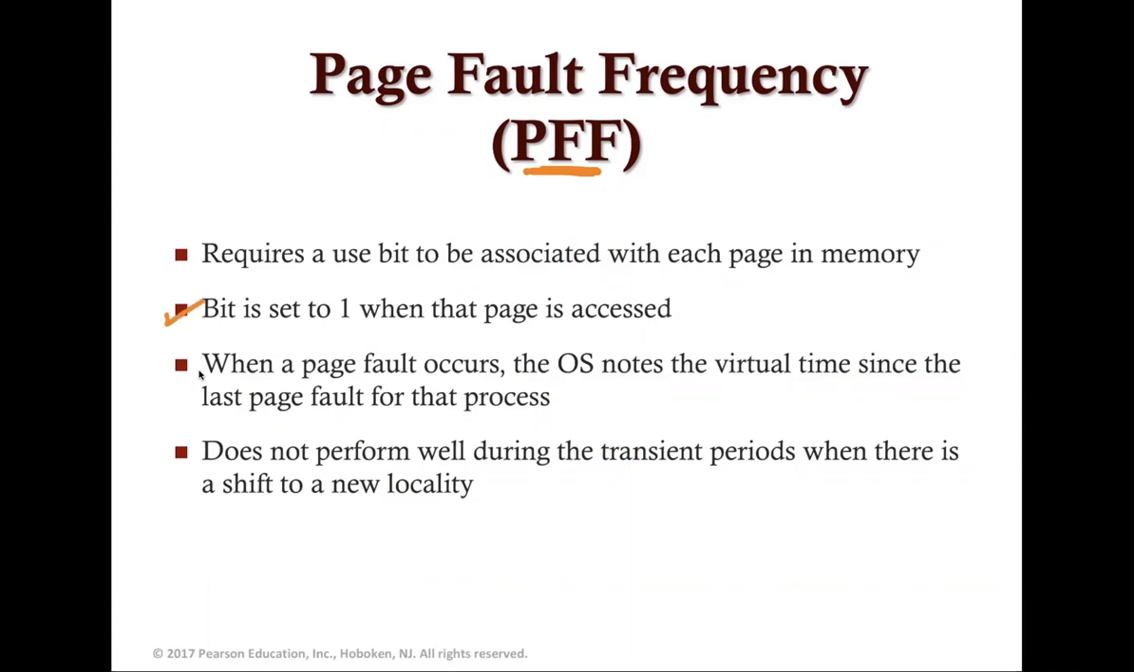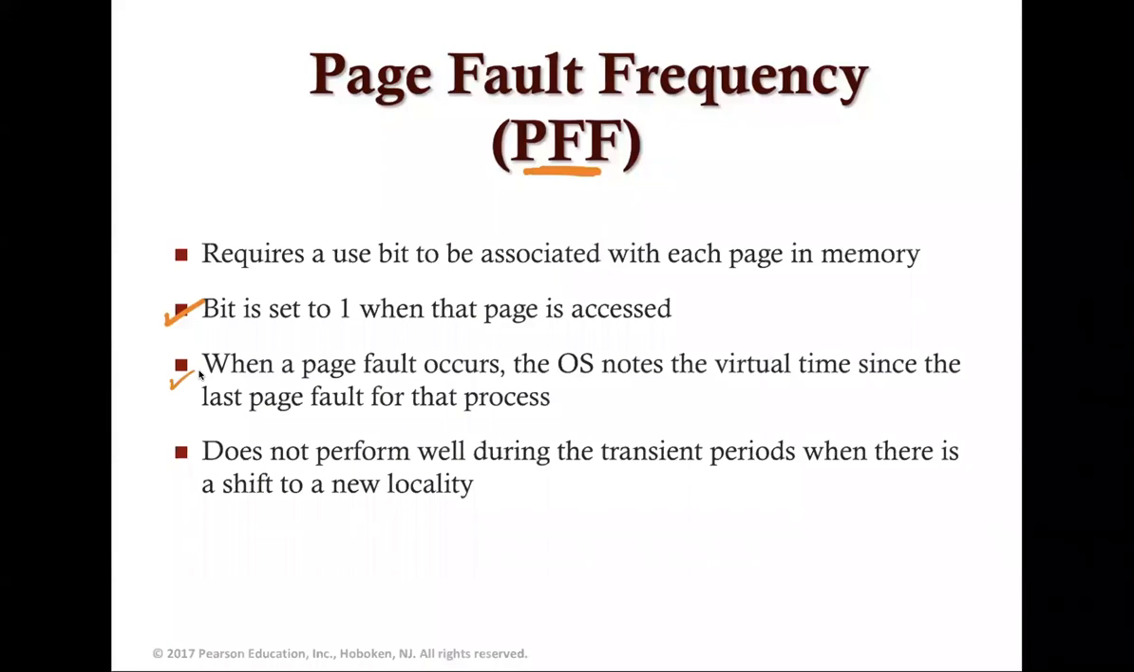When a page fault occurs, the operating system notes the virtual time since the last page fault for that process. This could be done by maintaining a counter of page references, but don't forget that you might need a threshold to be defined. If the amount of time since the last page fault is less than this threshold, then a page is added to the resident set of the process. Otherwise, you discard all the pages with the use bit of 0 and shrink the resident set accordingly. At the same time, reset the use bit on the remaining pages of the process to 0.